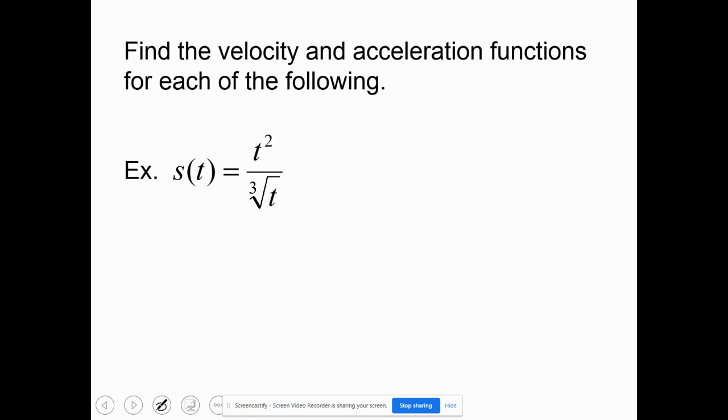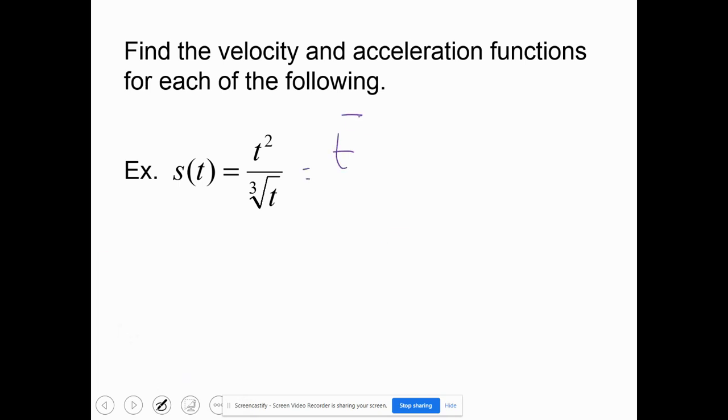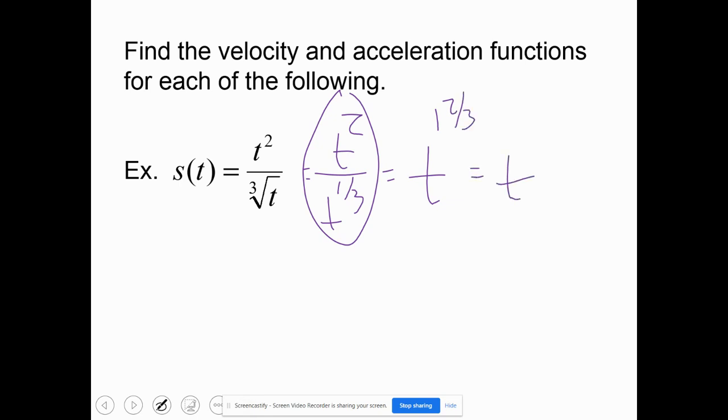Now, in this last one that I have for you, again, your job will be to clean this up. Right now, you cannot use the power rule. You can't just take the derivative of the top and then start to take the derivative of the bottom. That's not how calculus works. What I can do is rewrite this as t squared over the cube root of t, which would be t to the 1/3. What's the rule for dividing like terms? We leave the term and we subtract the exponents. So 2 minus 1/3 would be 1 2/3, which means this is t to the 5/3. And now is when you can find your derivative for me.